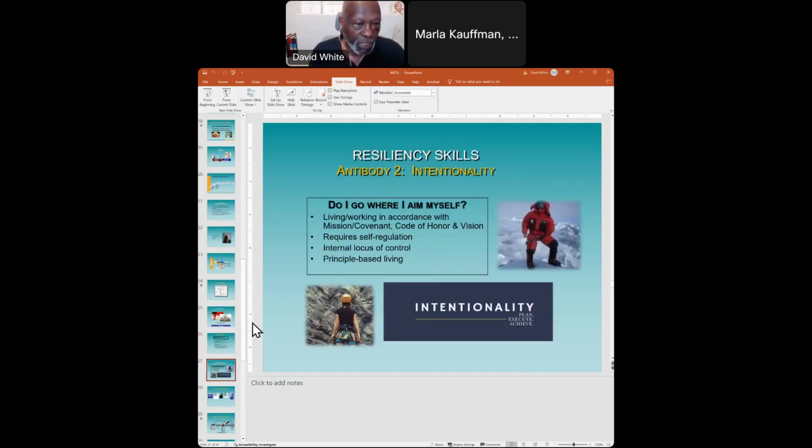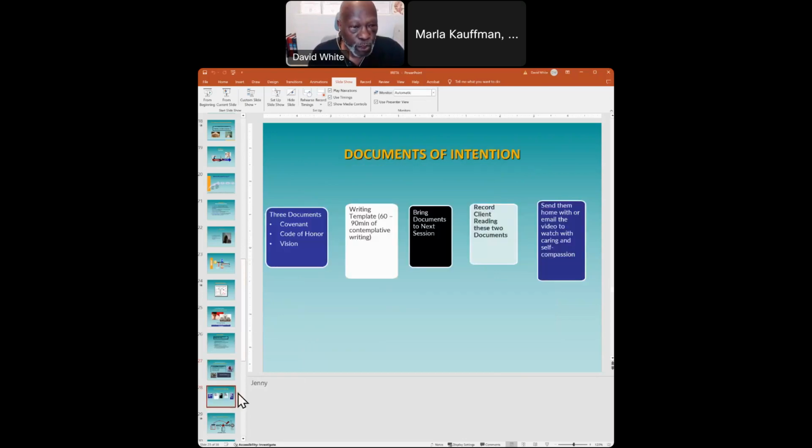Okay. The next skill is intentionality. Do I go where I point myself? Living or working in accordance with your mission, your covenant, your code of honor and vision, which I'm going to talk about in a minute. It requires self-regulation. It requires an internal locus of control, and it requires principle-based living.